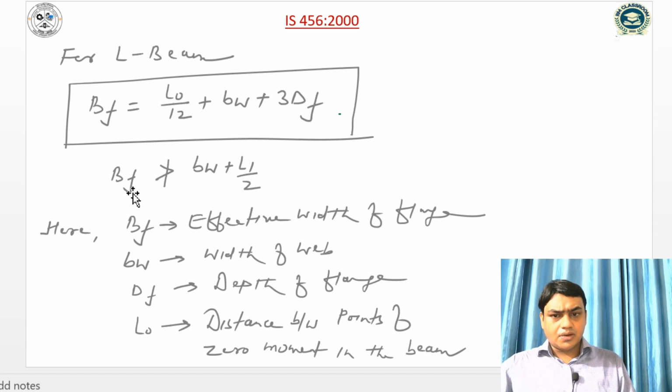Similarly, here I have already told about the notation. BF is the effective width of a flange, BW is the width of web, also called width of web or rib. Similarly, DF is the depth of flange, and L0 is the distance between points of zero moment in the beam.